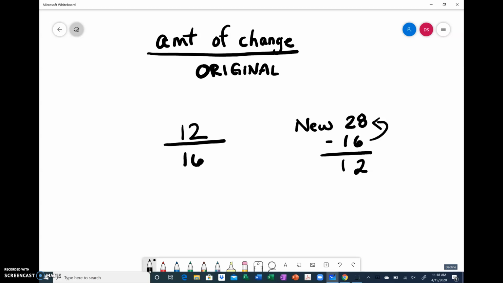It was 12. Now I'm going to go back to my calculator and I'm going to do 12 divided by 16 and I'm going to get 0.75, which I need to convert to a percentage. That is 75%. And you will see this in the back when you check your homework problems. You do need to say whether it was an increase or a decrease. All right, let's do number 2.